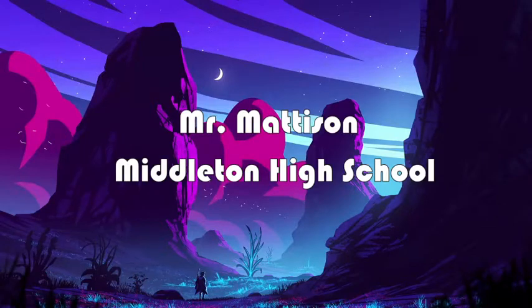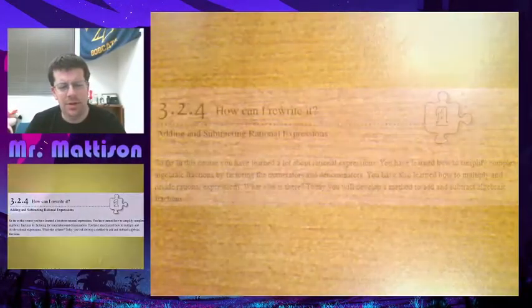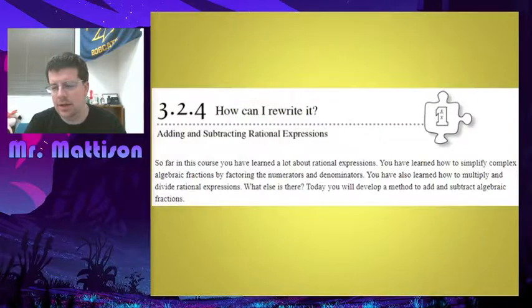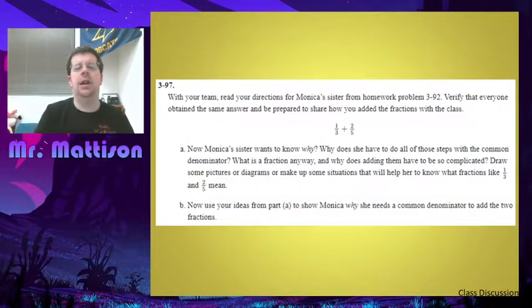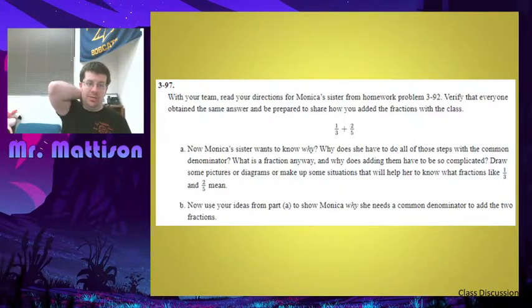All right, guys, this is Algebra 2, 3.2.4. We're going to be talking about adding and subtracting rationals today. So, all right, we're going to go ahead and take a look at the first problem. It's just going to take us and look at, well, how did we do this with addition and subtraction of just regular old fractions?